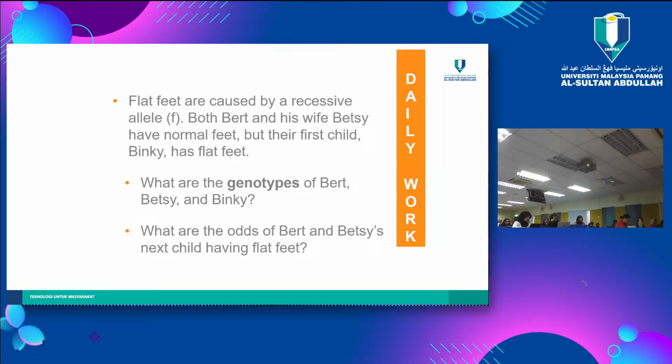So to solve them, you need to do the testing first, as what I did just now, in understanding their offspring. So what are the possible genotypes of their parents? So what are the odds of Bert and Betsy's next child having flat feet?